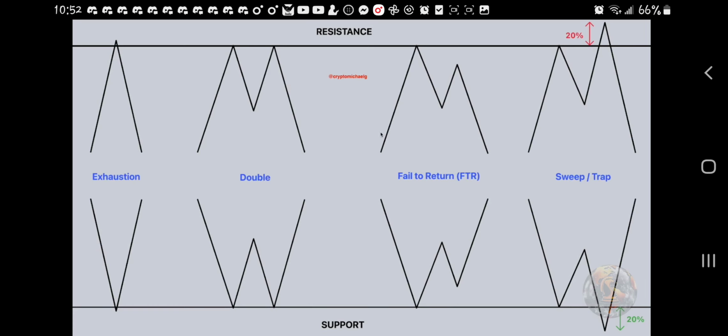Third, we have failure to return. These are extremely common and probably the most difficult for traders to master.